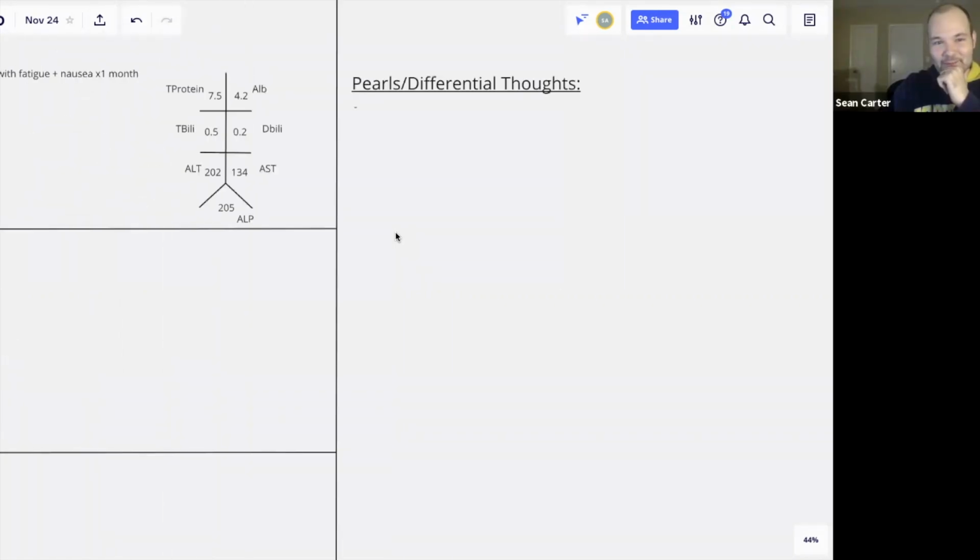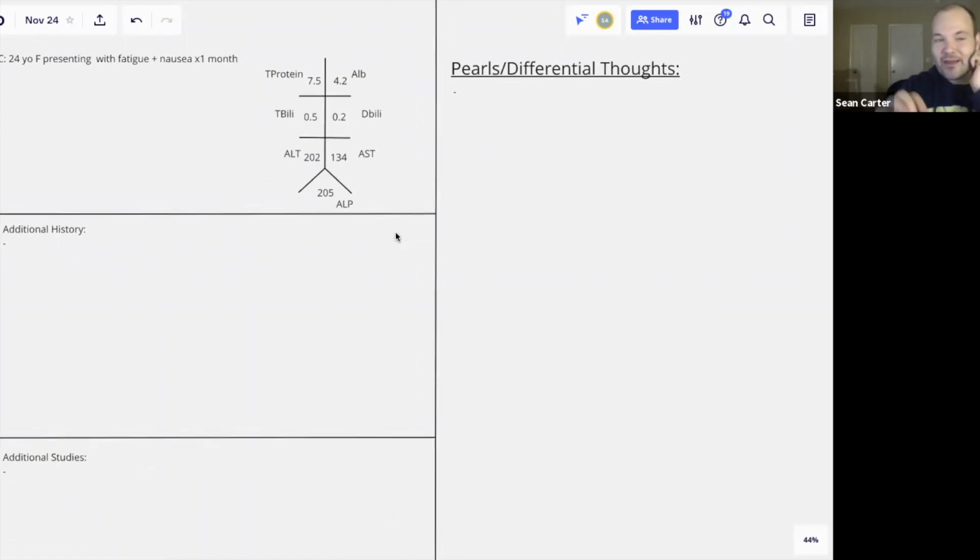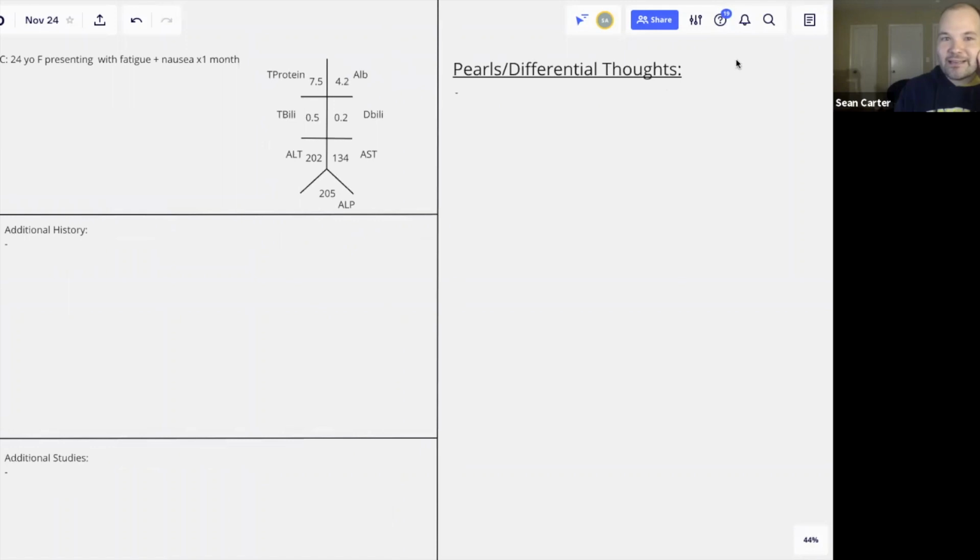So round 2, we have a 24-year-old female presenting with fatigue and nausea for the past month, and she has these LFTs. So she has a total protein of 7.5, albumin of 4.2, total bili of 0.5, D-bili of 0.2, ALT 202, AST 134, ALK phos at 205. So Mario, you get these labs. What are you starting to think about?